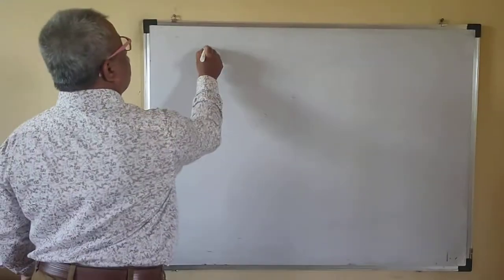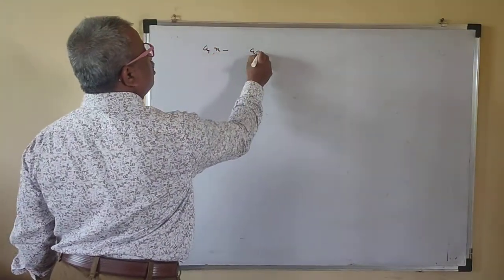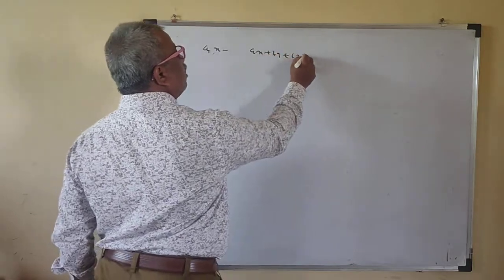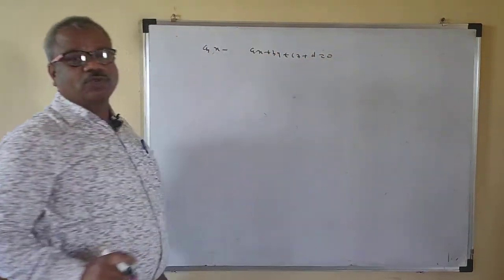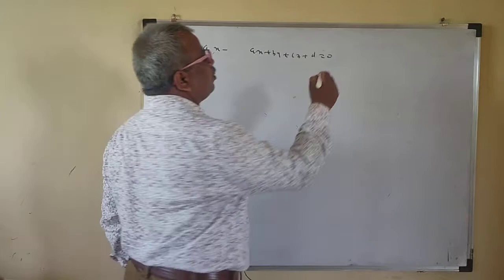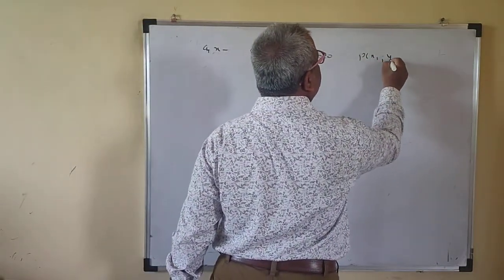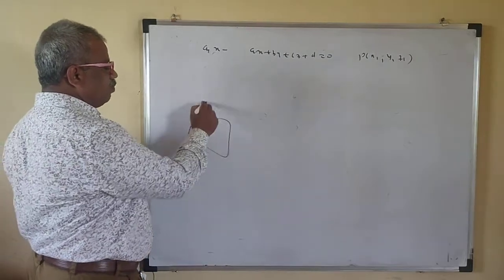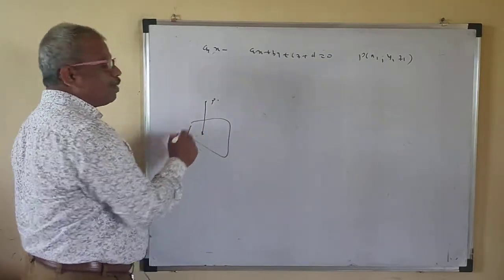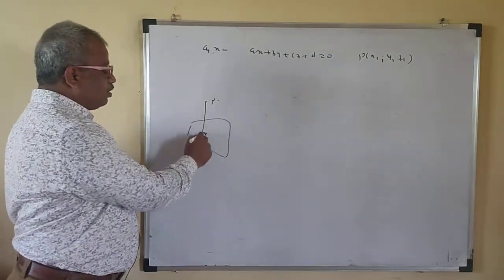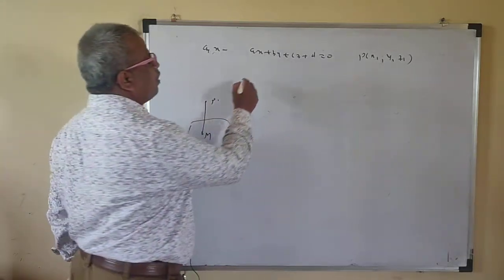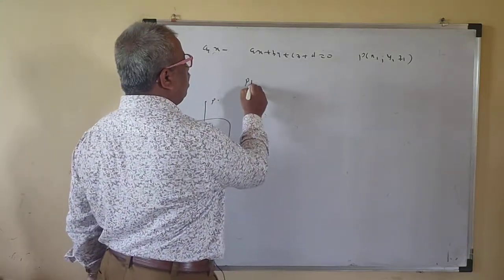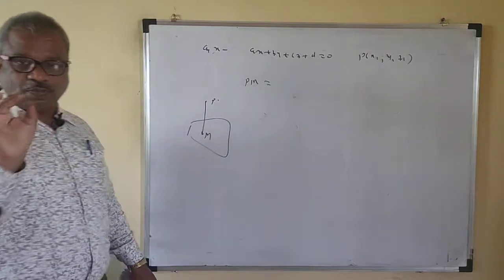Now suppose the plane is ax + by + cz + d = 0. Suppose P(x1, y1, z1) is a point. Suppose this is the plane and P is somewhere here, and you want to find the perpendicular distance of the point P from the plane. Suppose this is PM. So PM is the perpendicular distance of P from the plane.